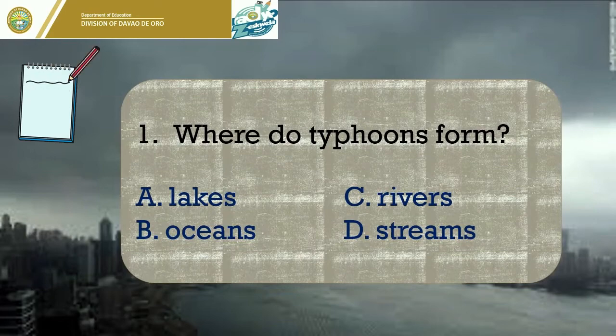Question number 1. Where do typhoons form? A. Lakes. B. Ocean. C. Rivers. D. Streams.